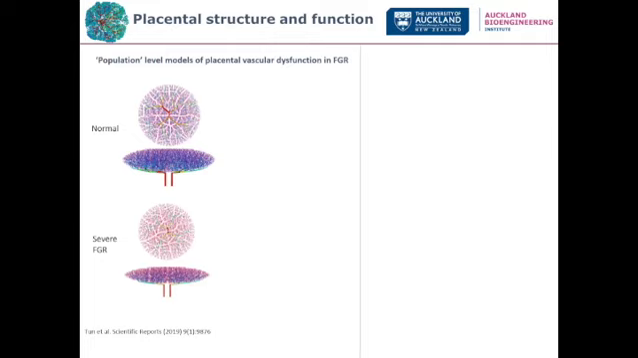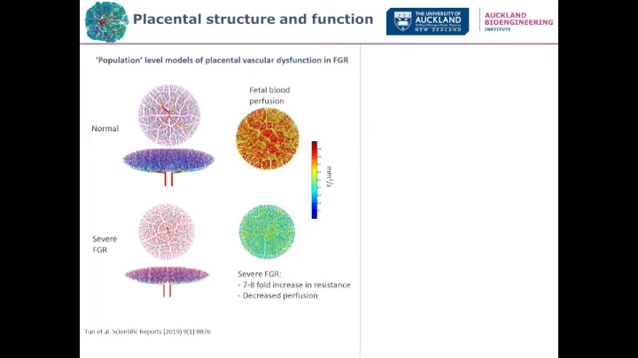We can do this on the population level by statistically matching branching geometries to morphometry measured in particular populations. So we can reflect that normal placenta and the thinner, smaller, less vascularized placenta of FGR, and predict the impact of typical FGR parameters. For example, in severe FGR, our model predicts a 7 to 8-fold increase in placental resistance and decreased perfusion through the placenta.